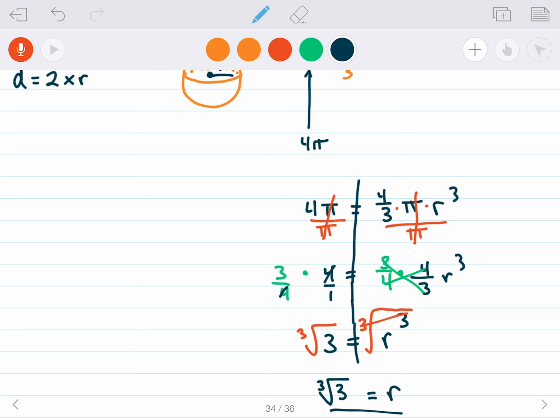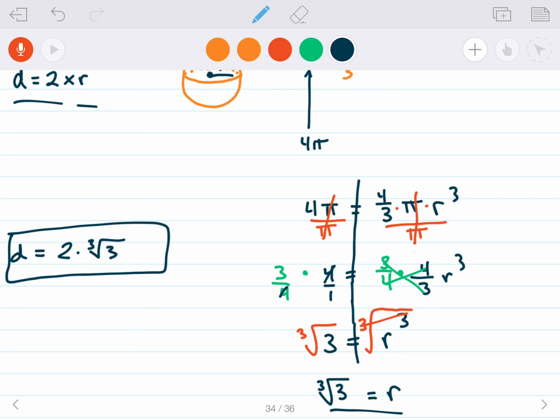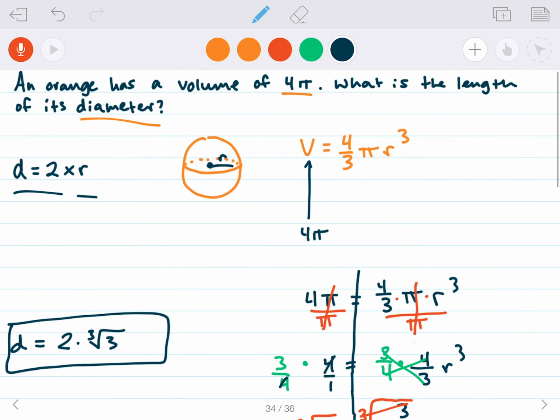Now, it asks for the diameter, which is 2 times r. So my final answer is going to be 2 times the cube root of 3. And if we want to, we can make this into a decimal, but for our purposes, I would just leave it as is. And by the way, since it's a diameter, our units are going to be units of length, but we're not given specific units here. So this is our answer.